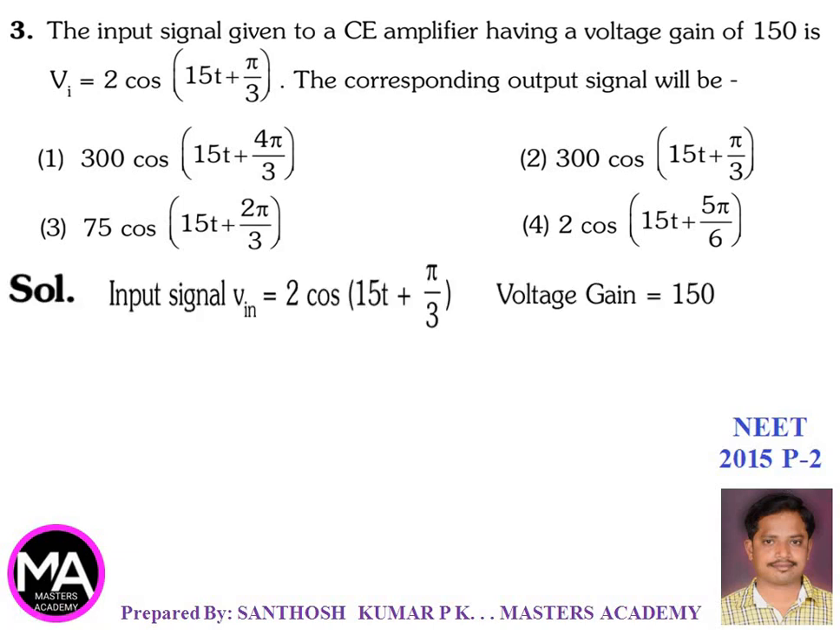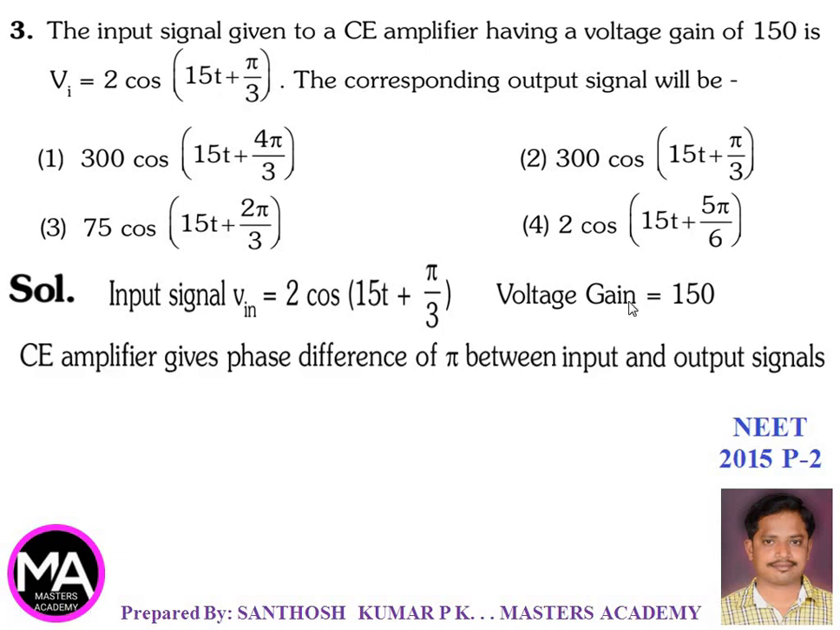Now solution: we know that the input signal is Vi is equal to 2 cos (15t plus pi by 3) and the voltage gain is given as AV is equal to 150. We know that a CE amplifier gives a phase difference of pi between the input and output, that is a phase difference of 180 degrees. Therefore, the voltage gain is equal to the ratio of output by input, that is V0 by Vin. So V0 is equal to AV into Vin.